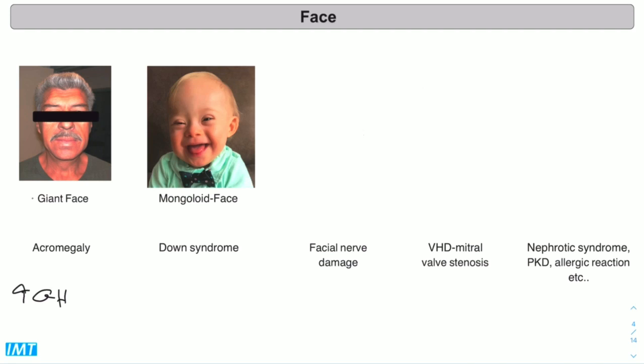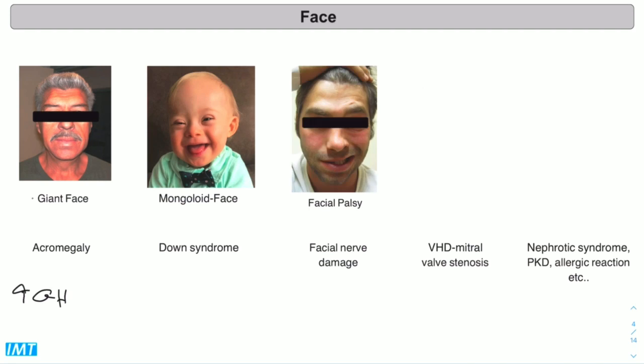Next, also common, is facial nerve damage. It's called facial palsy. As you can see here, due to the damage of the right side, we have loss of ability to contract here and to sustain a muscular contraction. We have a loss on the other side.